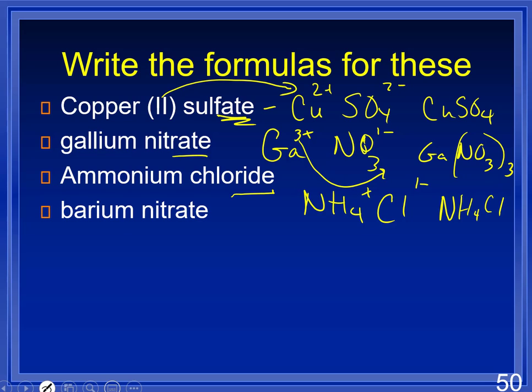And barium nitrate. Barium's Ba. It's an alkaline earth metal, group 2A, so it makes a 2 plus charge. Nitrate. NO3 with a 1 minus charge. Does it add up to 0? Nope. So we crisscross. Ba1, NO3, 2.